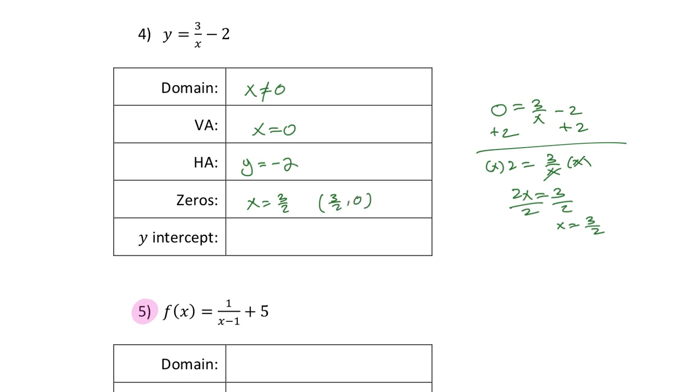Now, for the y-intercept, I'm substituting, right? We already saw that I'm substituting 0 for x. But up here, we said that x cannot equal 0. So that means that in this case, there's no y-intercept.